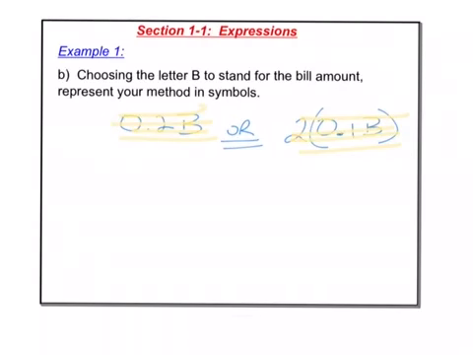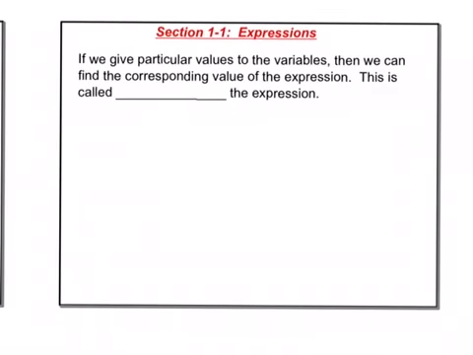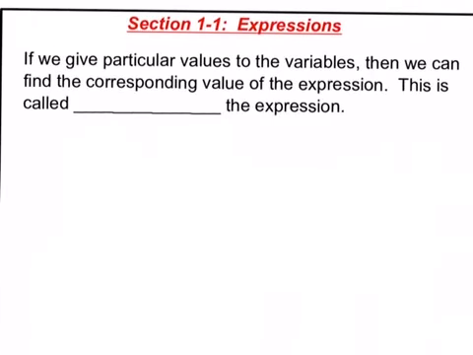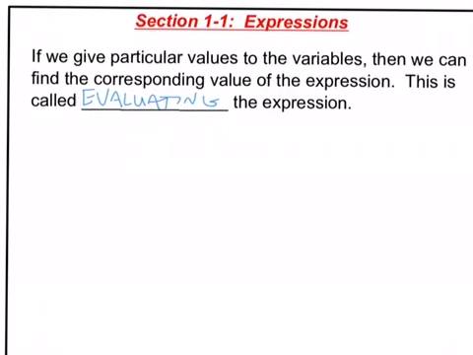All right, so the last slide on this first page of notes is very simple. It says if we give particular values to the variables, then we can find the corresponding value of the expression. So in the previous problem, we had 0.2b. If you knew what the total amount of the bill was, you plug that in for b, and that's the total of the bill, right? And we know that once you give value to it, what you're doing is you are evaluating. So you are evaluating the expression once you know a value to plug in for the variable, and then you simplify the expression from there.